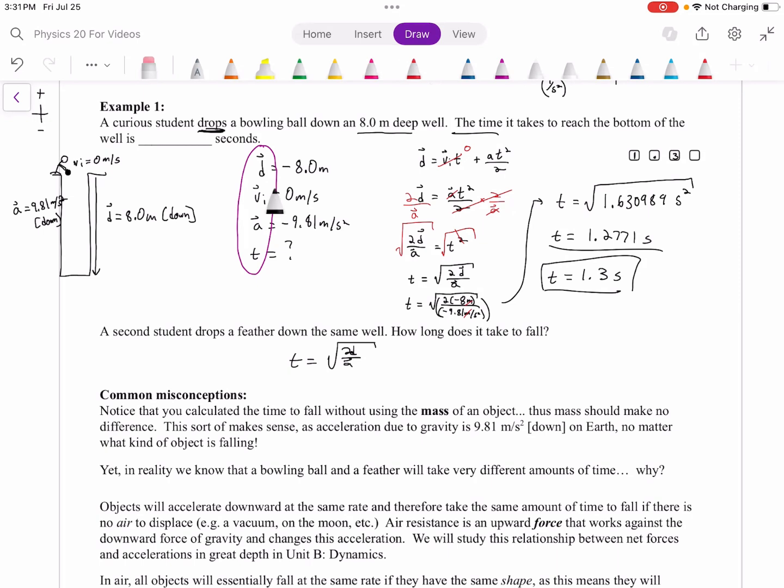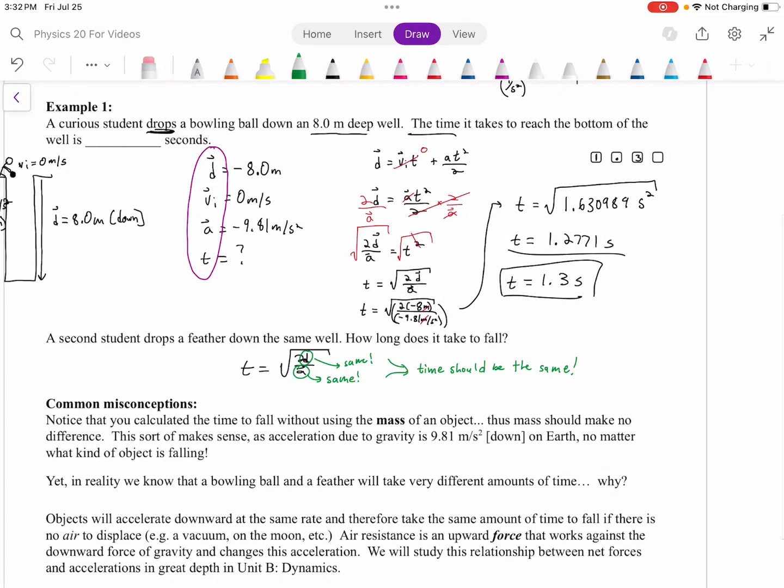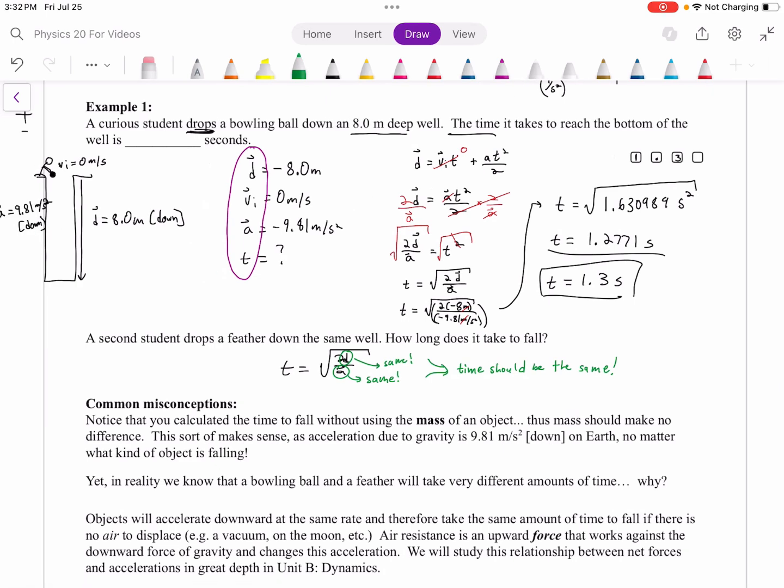If we drop a feather, its initial velocity is still 0. We're dropping it, so its acceleration is still 9.81, right? And it's the same well, so it has to travel the same distance. So all of the variables are the same, right? So, again, the numbers don't lie. It should be the same.